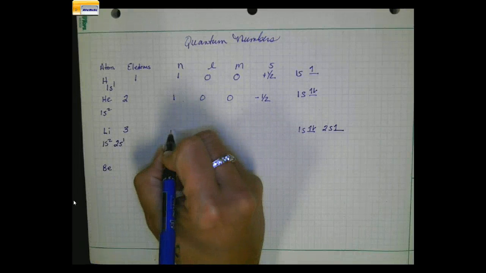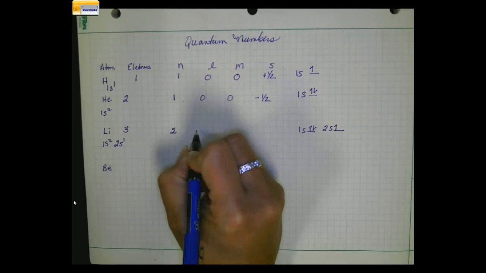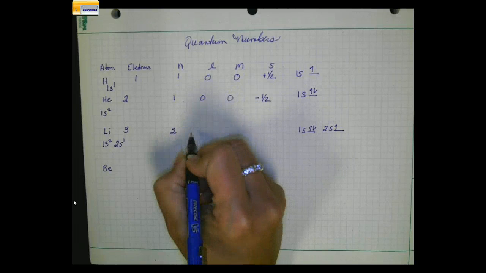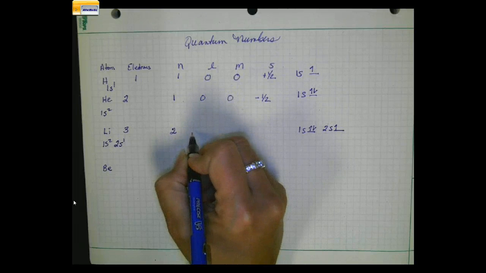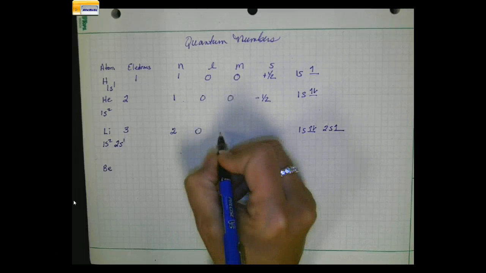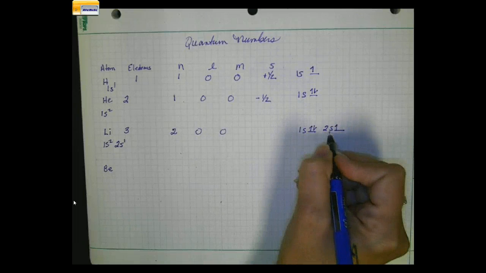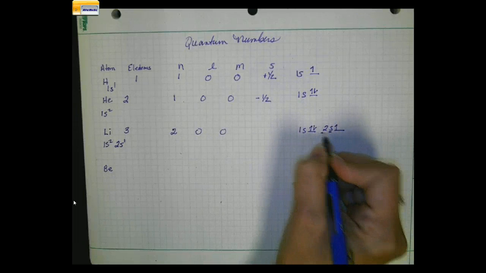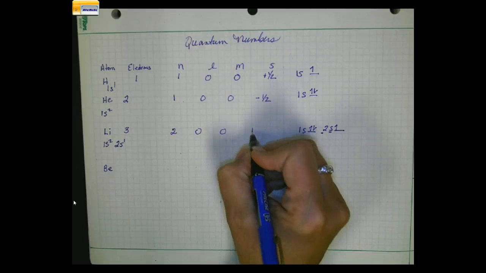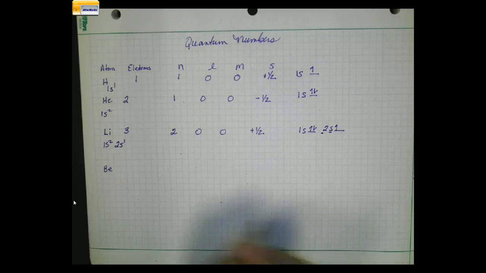Well, n now has to equal 2, but I can still use L, and I always start with the lowest value of L anytime I start a new n, so I would start L equal to 0, which means M equals 0, which tells me again I have an s orbital, it's in the second energy level, and I have to put plus 1/2 because I only have 1 electron in there.